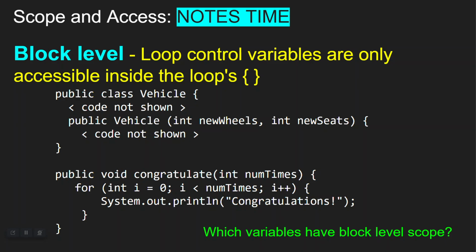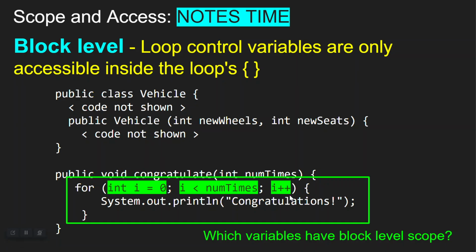And so block level just basically means loop control variables are only accessible inside the loop's curly braces. So if you read through what is featured here on this slide, see if you can locate the one variable that has block level scope. So in order to answer that question, you're looking for loop control variables. Well, here we go. We've got our for loop down here: for int i equals 0, as long as i is less than num, times i plus plus. So that means i can be used inside of this for loop, but that's it.